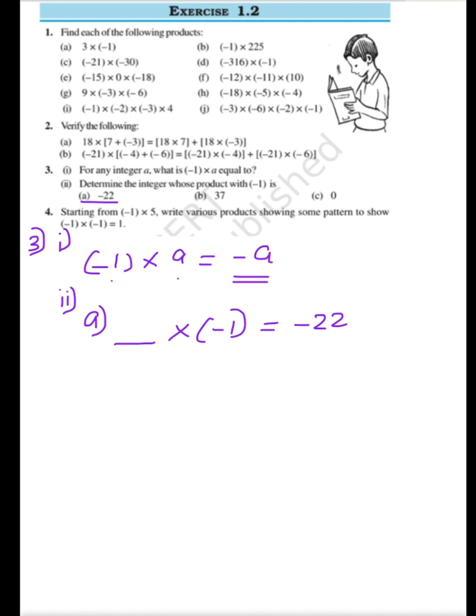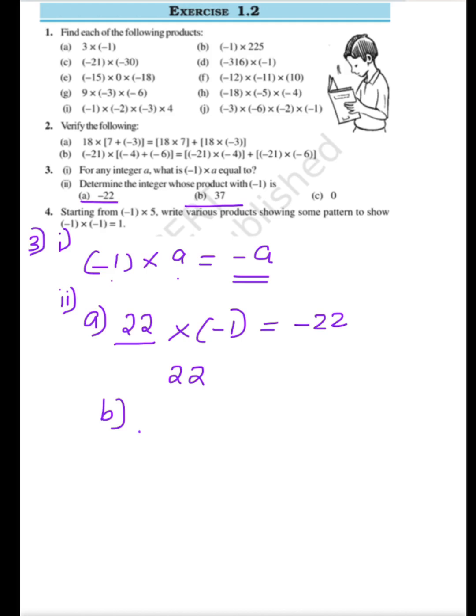Okay, so here you know that it will be 22. Is it? 22 into minus 1 is minus 22. So the answer will be 22. Okay, so the answer for this question will be 22. Okay, now what is B?